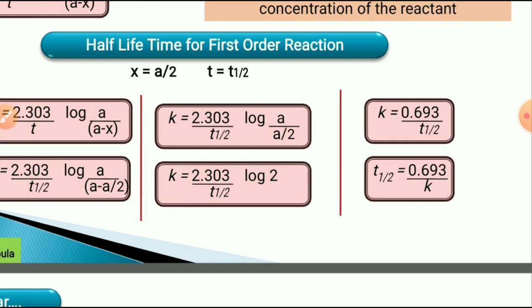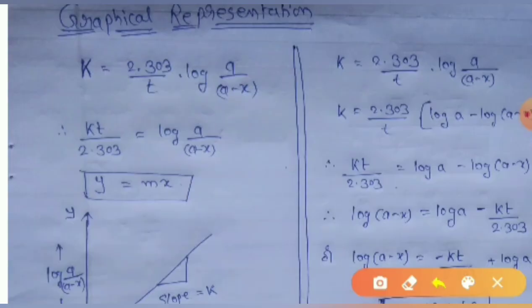Now we will see the graphical representation of a first order reaction. For graphical representation, we have to consider the rate equation for the first order reaction, k equals 2.303 upon t into log of a upon a minus x. If we modify the above equation, we get kt upon 2.303 equals log of a upon a minus x.